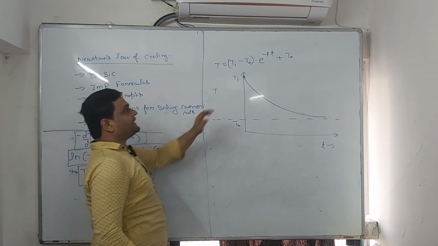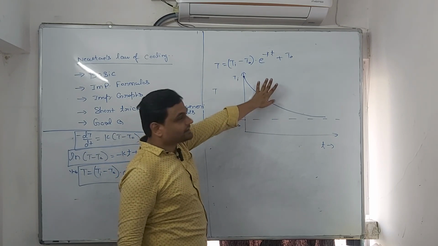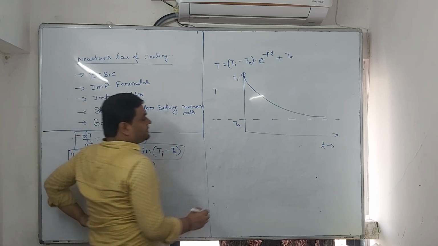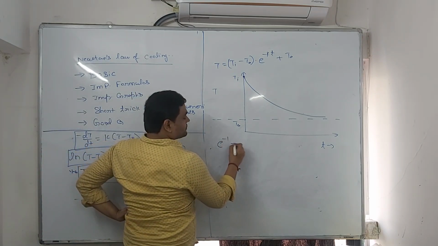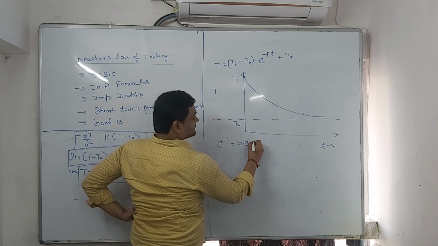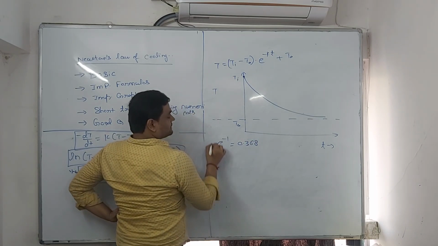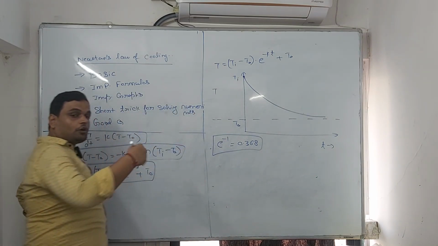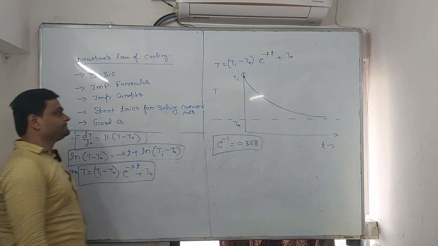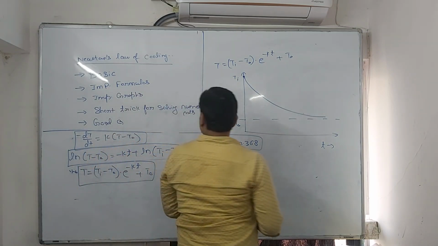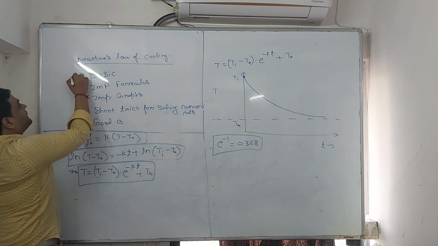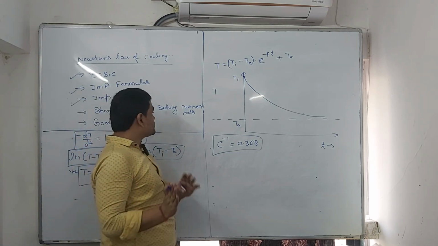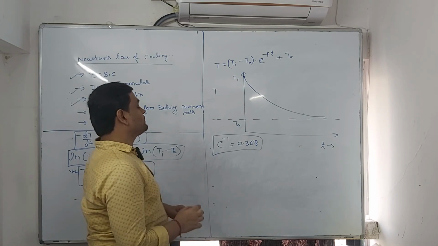Similar types of graphs we will encounter in RC circuits and some LR circuits that we will see. One more thing that you can keep in mind, e to the power minus 1 is always 0.368. This particular value you have to keep in mind. It will always help you. Fine. So this particular part, basics, important formula and important graphs are clear. Now we will move to short tricks of solving the numericals.